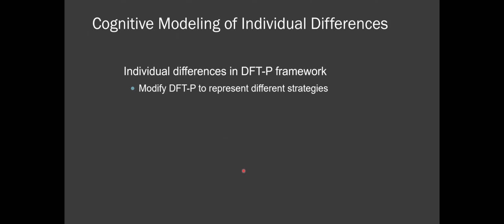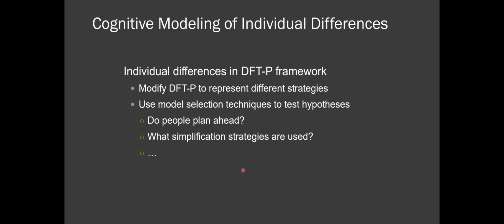Now we can also apply our cognitive models to this data set. To do this, we're going to take the DFT framework and modify it to represent different decision strategies. Then we'll use model selection to test different hypotheses, like are people planning ahead? Are people using a particular simplification strategy? All of the versions of DFTP share that mental simulation mechanism. And then there are a couple of free parameters that are worth attending to. We have evidence thresholds, we have a sampling bias, and we have daydreaming.